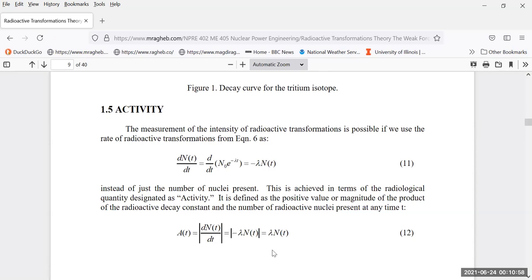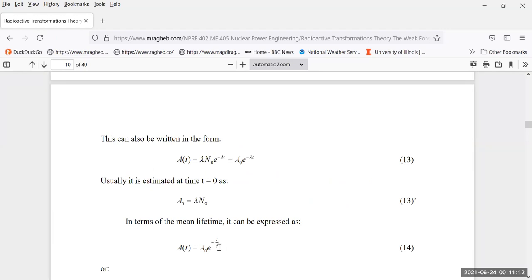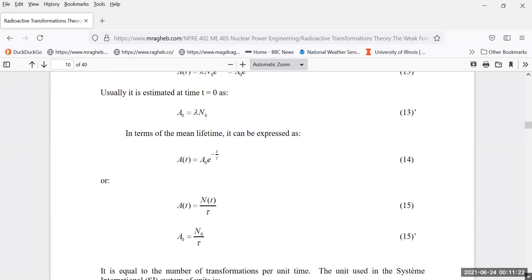So A of t equals λ N naught e to the minus λt, and λ N naught is what we can call the activity at time t equals 0. If you want to express it in terms of the mean lifetime, then that λ becomes replaced by 1/tau, another way of describing the law of radioactive decay.